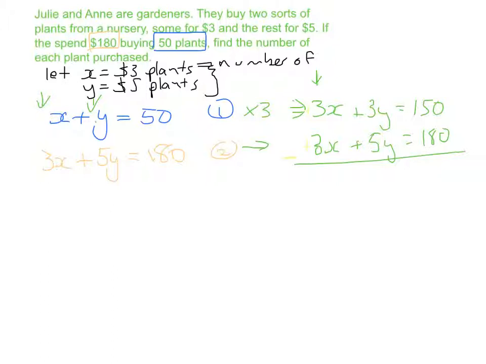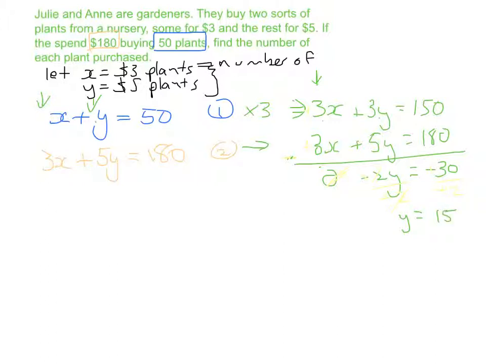So if I go 3x take away 3x gives us 0x. Then if I go 3y take away 5y, that's negative 2y equals, and 150 take away 180 is negative 30. The next thing I want to do with this, I can ignore that 0, so I divide both sides by negative 2. And the 2's cancel down, the negatives both cancel down, and the negatives will also cancel on the right hand side as well, which leaves us with y is equal to 15.